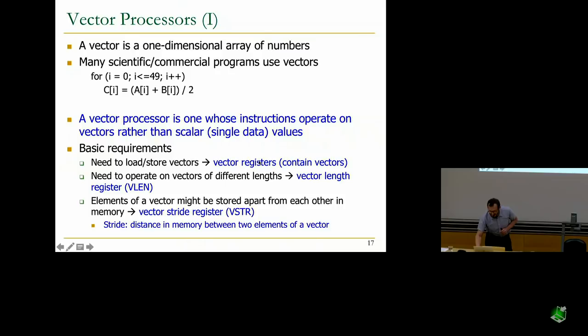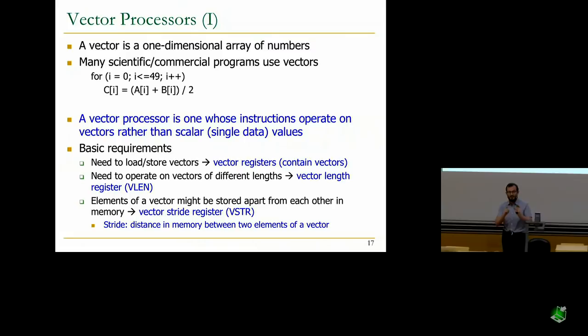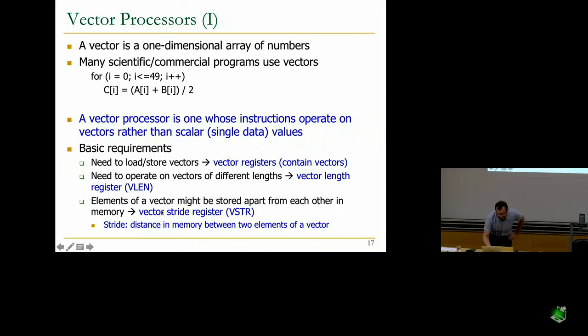Okay, and also you need to be able to lay out your vector in memory, and you need to be able to specify that. This is how you can exploit the parallelism inside the memory. Basically, elements of a vector might be stored apart from each other in memory. They may not always be consecutive. So you need to have a register that specifies how far apart the consecutive elements of a vector are inside the memory. Now, if the vector is stored consecutively inside the memory, then that stride is one. We will get back to this in a little bit. But basically, you can tell the hardware the distance between the elements of a vector inside memory is specified by this vector stride. And I already specified this over here. The stride is the distance in memory between two elements of a vector.